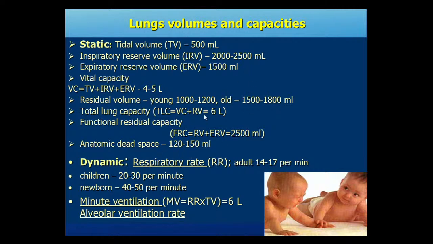These are the static volumes and capacities of the lungs, and the dynamic parameters, dynamic volumes, such as respiratory rate, just as in heart activity we use heart rate. Here we have respiratory rate, which in adults can be 14-17 cycles per minute. In children you can see it more frequently, and in newborns again more. It's minute ventilation.